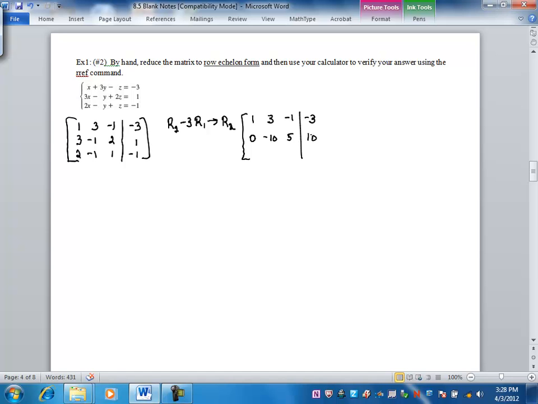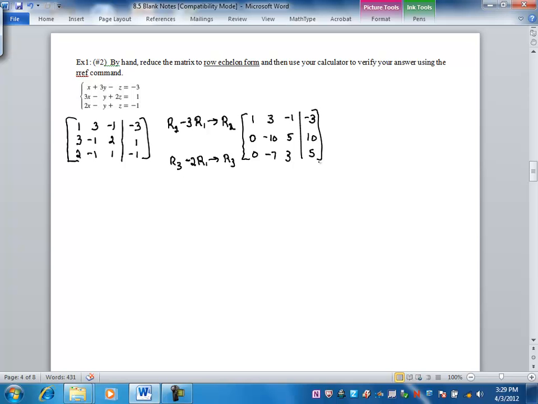And then for our third row, I'm going to take our third row and subtract 2 times row 1, and this is going to give me my new row 3. So 2 minus 2 times 1 is 0. -1 minus 2 times 3 is -7. And then 1 minus 2 times -1 is going to be, let's see here, 1 plus 2 is going to be 3. And then -1 minus 2 times -3 is going to give me 5.